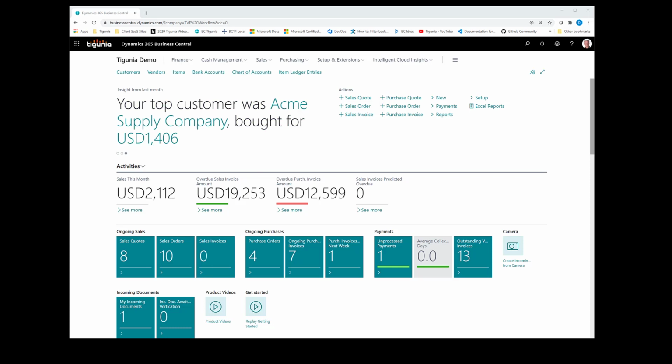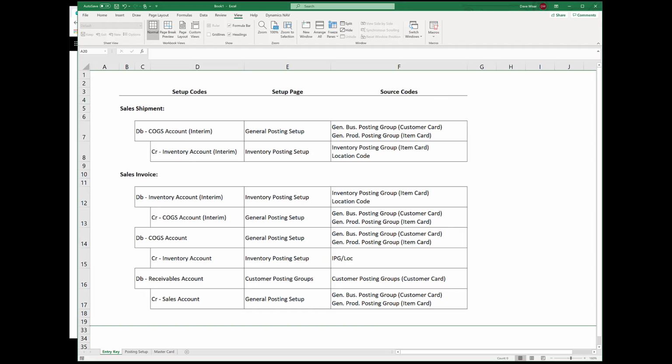We're first going to take a look at the transactions that are posted whenever a sales transaction is posted. So I've got this little spreadsheet here to outline basically what those transactions look like, where the setup occurs, and what codes are used in order to do that. And then we'll show you some examples.